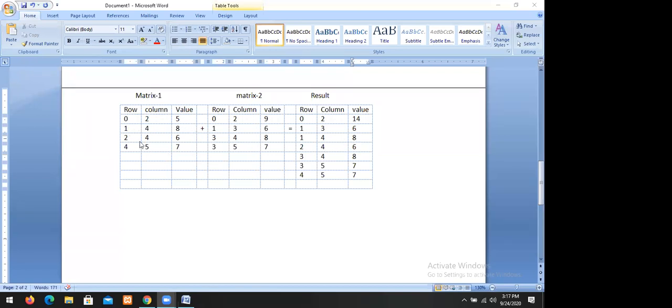Then you go for the next row, 2, 4, 6 and 3, 4, 8. Are both equal? No. So when both are not equal, then move the lowest row number, 2. So move the lowest value. Then 3, 4, 6 and 3, 4, 8. Suppose I take 3, 4, 7 and 3, 4, 8. When both are equal, then 3, 4, 15.